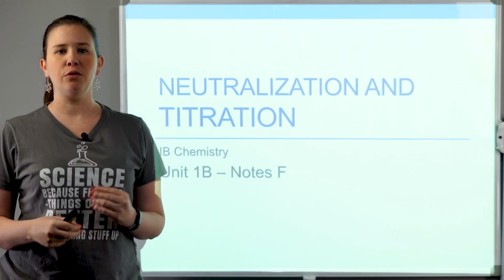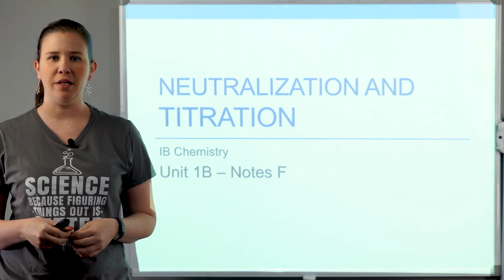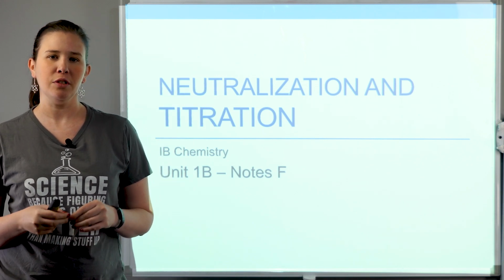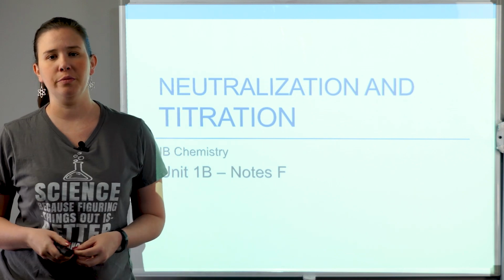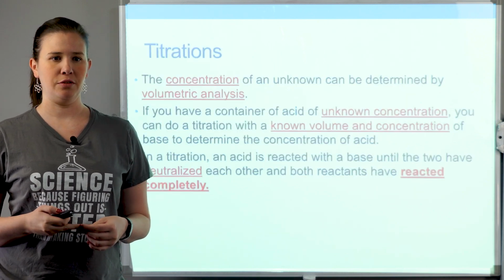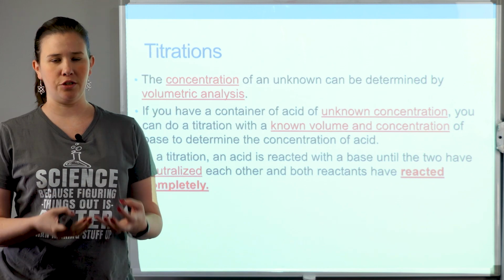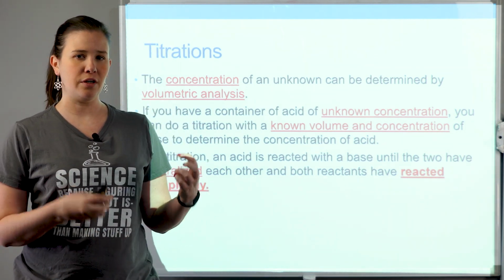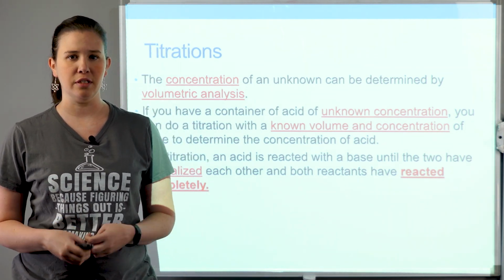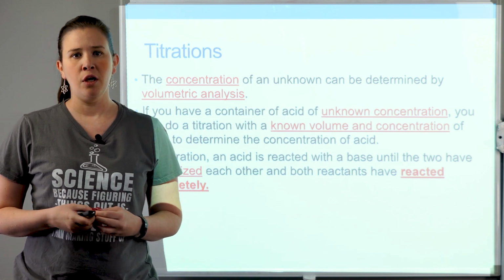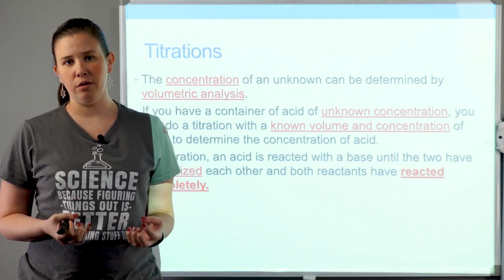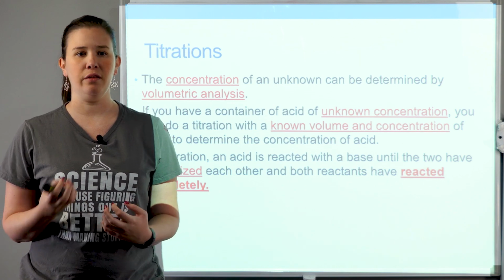Today we're going to talk about a neutralization reaction between an acid and a base and how that can be used during titration to determine the concentration of an unknown solution. So the goal of titration is to identify the concentration of a substance, to standardize a solution. In order to do this, you need to be able to compare the volumes of the titrant and the unknown substance.